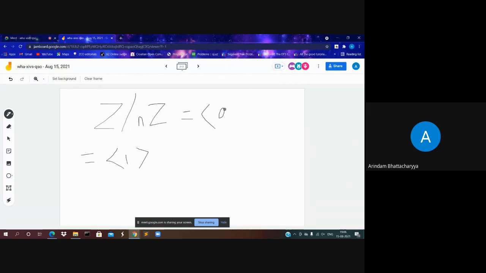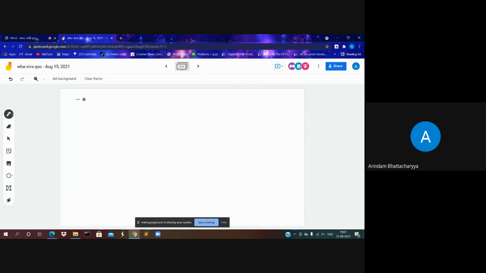Let's say this is generated by A. What are the possible values of A? So we want 0, A, 2A up to something to be equal to 0, 1, up to n minus 1, and we are looking at things modulo n. Okay, by the definition of this group.